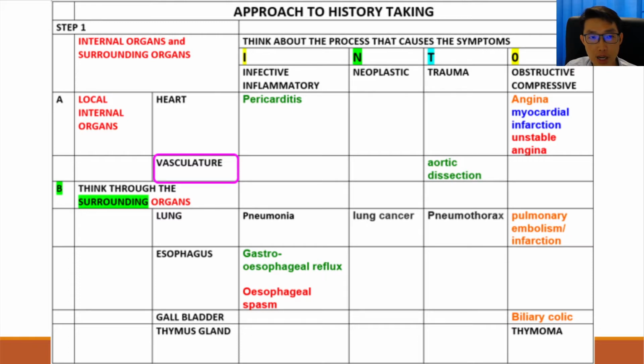Closely related to the heart is the vasculature. So somebody who's come in who is senior, you have to think about aortic dissection as well.